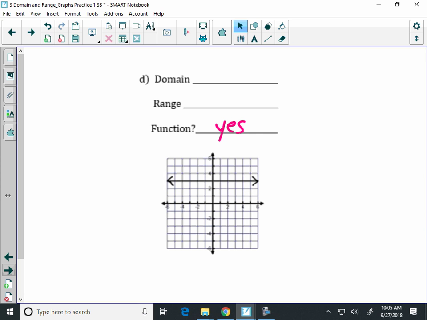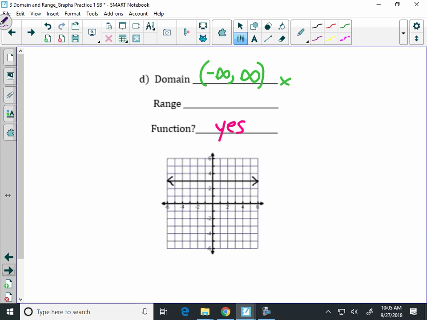Now the domain here, just like last time, is your x's. That goes from left to right. Well, if I notice on the end of my graph, on the left, there's an arrow. That arrow means your graph is going towards -infinity to the left. Infinity always gets a parenthesis. On the right, there is also an arrow, which means your graph is going to +infinity in that direction, which also gets a parenthesis.